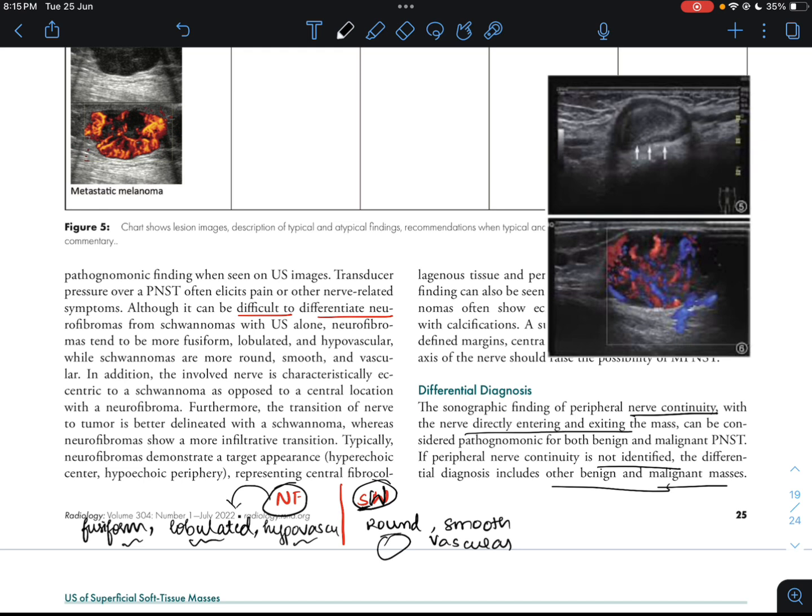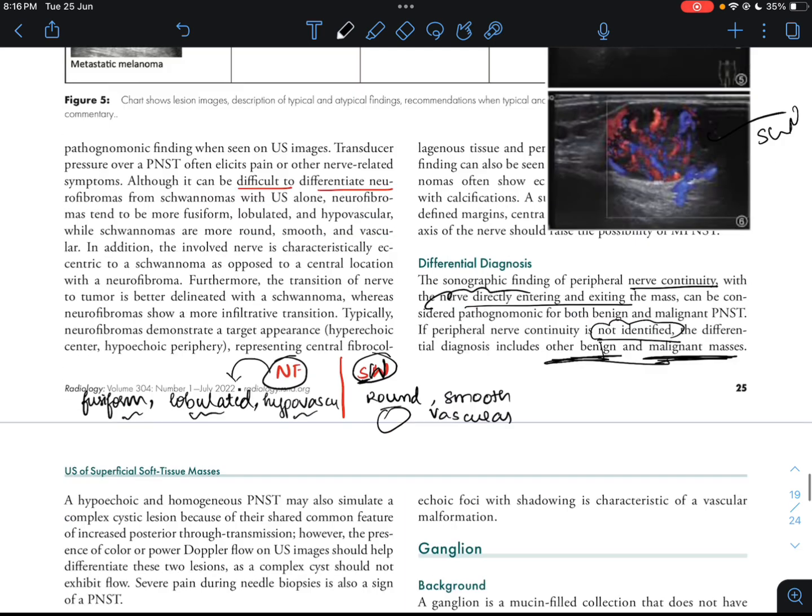If you want, we can comment, and on real time imaging we can see its connection with the nerve, and this came out to be a peripheral nerve sheath tumor. And because of the increased vascularity, it mostly goes towards schwannoma. Usually there won't be any differentials if you see a nerve continuity, but if you don't see any continuity, then you can give differentials with other benign and malignant masses.